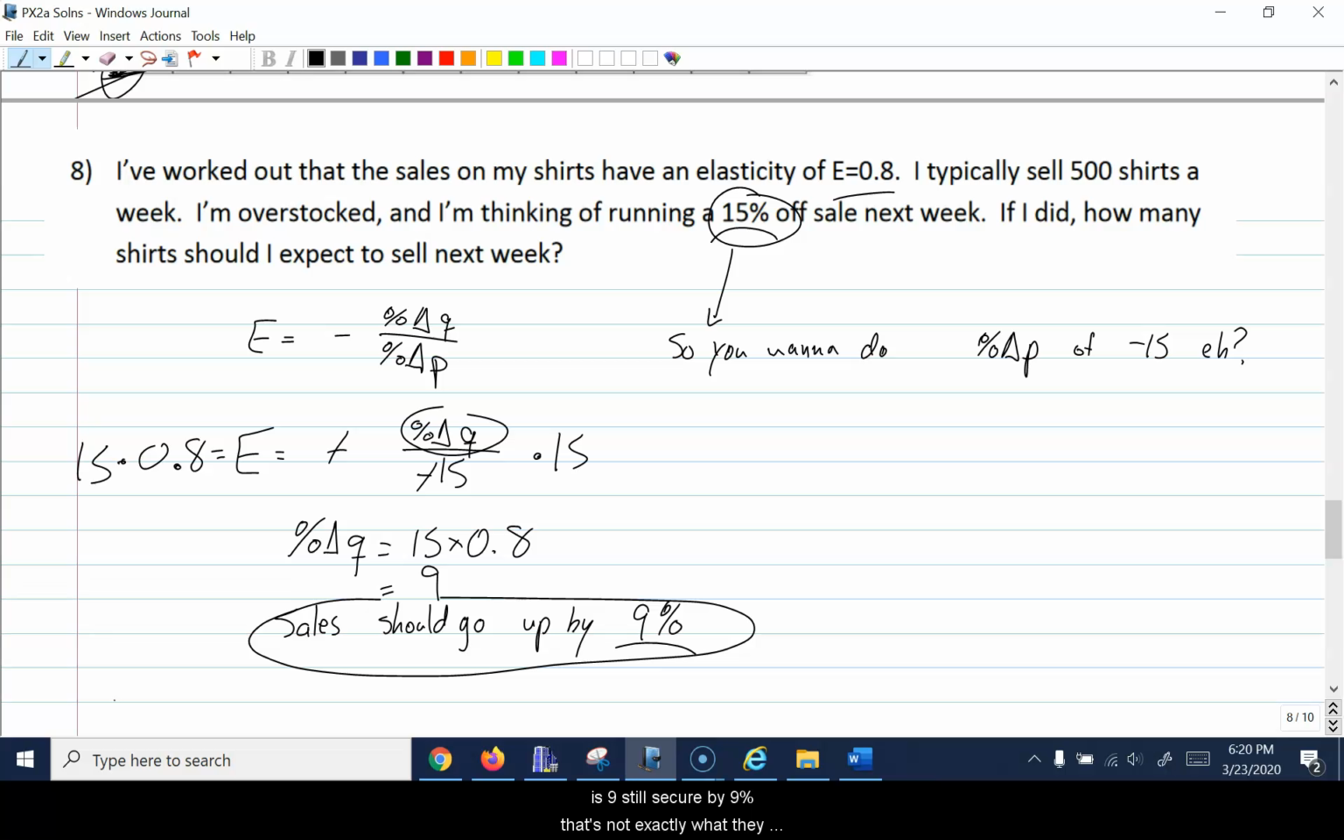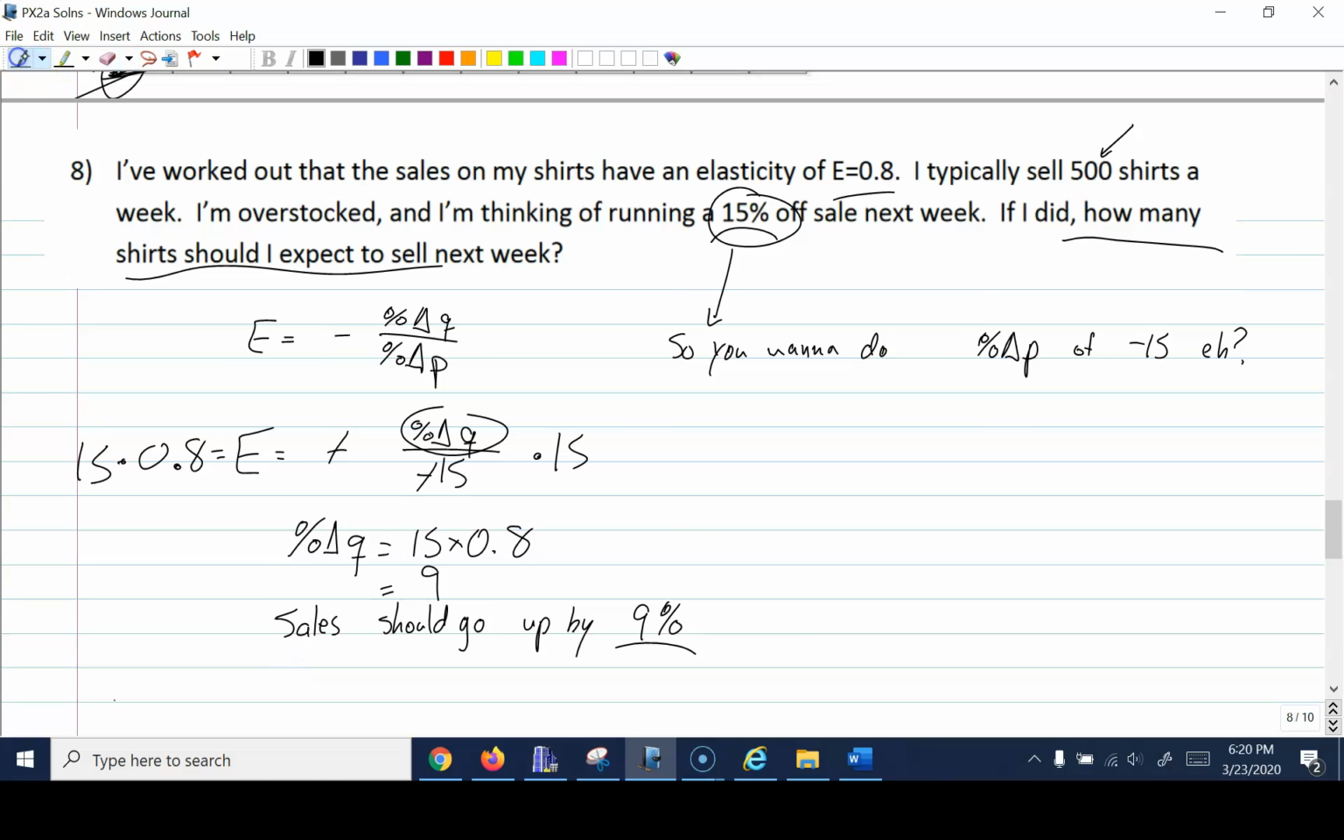That's not exactly what they asked us, though. They asked us, how many shirts will I sell? Well, I usually sell 500. If it goes up by 12%, what's 12% of 500? It's 60. So an extra 60 sales, 560 for the week.